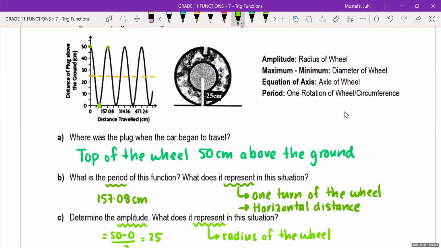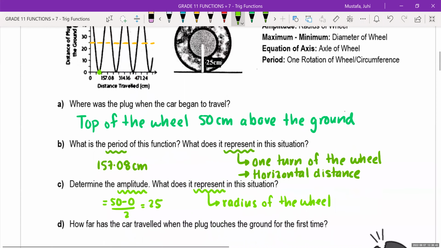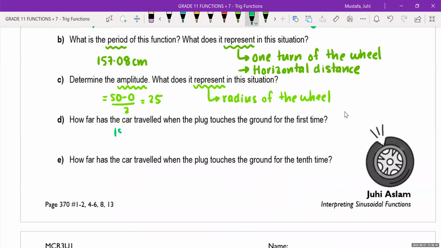You would just take the period and divide it by 2, right? Because it takes half the distance to go to the bottom and then the other half of the distance to go back to the top. So the calculation for this would just be 157.08 divided by 2, which would give us a decimal, 78.54.